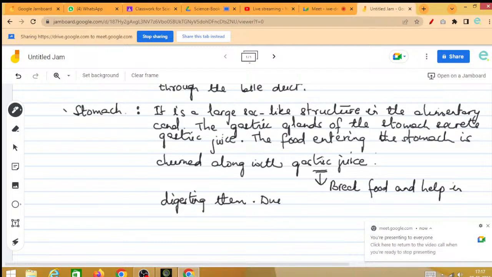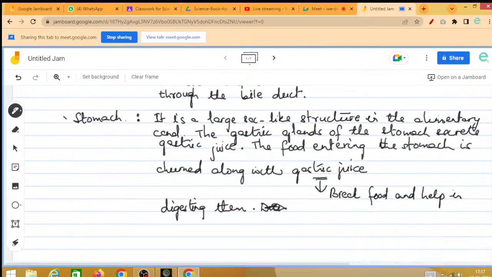This gastric juice is hydrochloric acid. No, ma'am. The gastric juice contains three components, namely hydrochloric acid, pepsin, and mucus. Okay. So the gastric juice contains pepsin, mucus and hydrochloric acid.